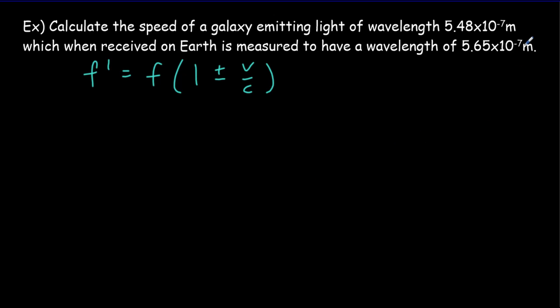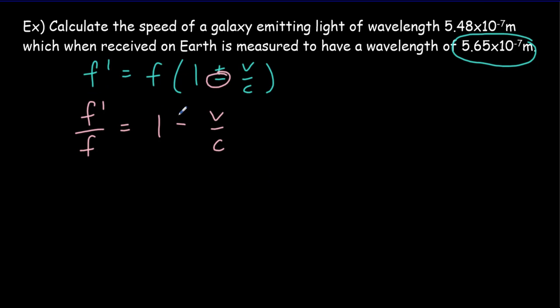And in this case here, we're shifting towards a longer wavelength. And the longer wavelength is a lower frequency. So we're doing a red shift. So we want to get a smaller frequency here. And that means we should choose the negative sign here. So we'll get that F primed, I'll bring the F to this side, 1 minus V over C.